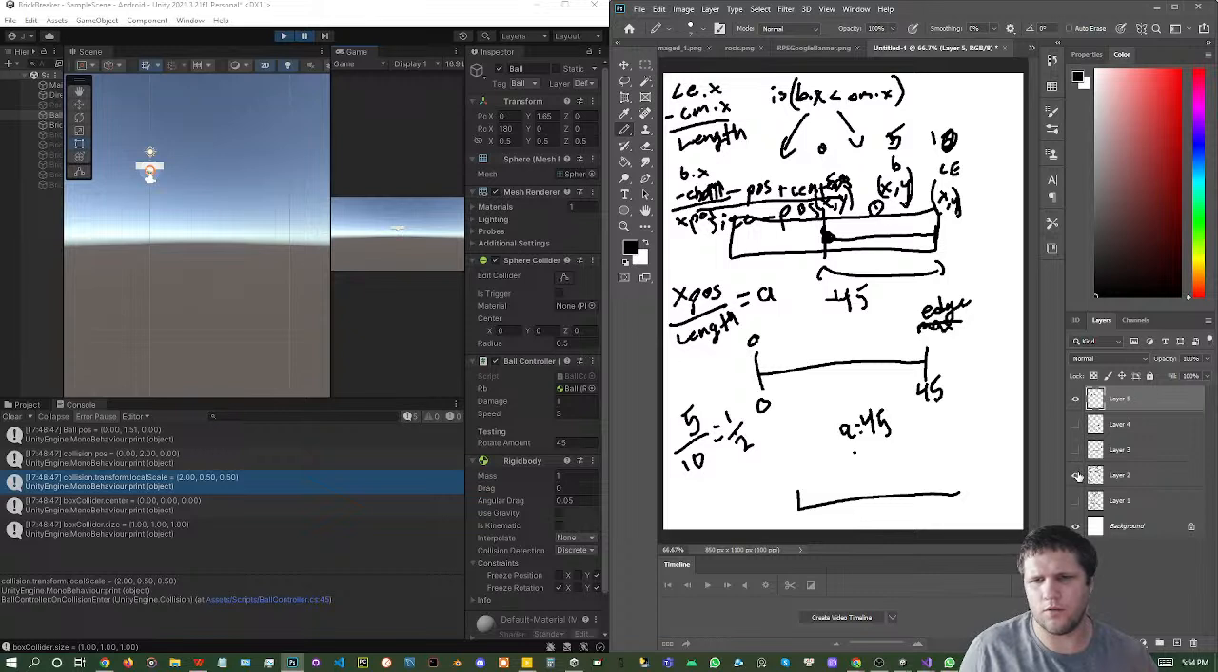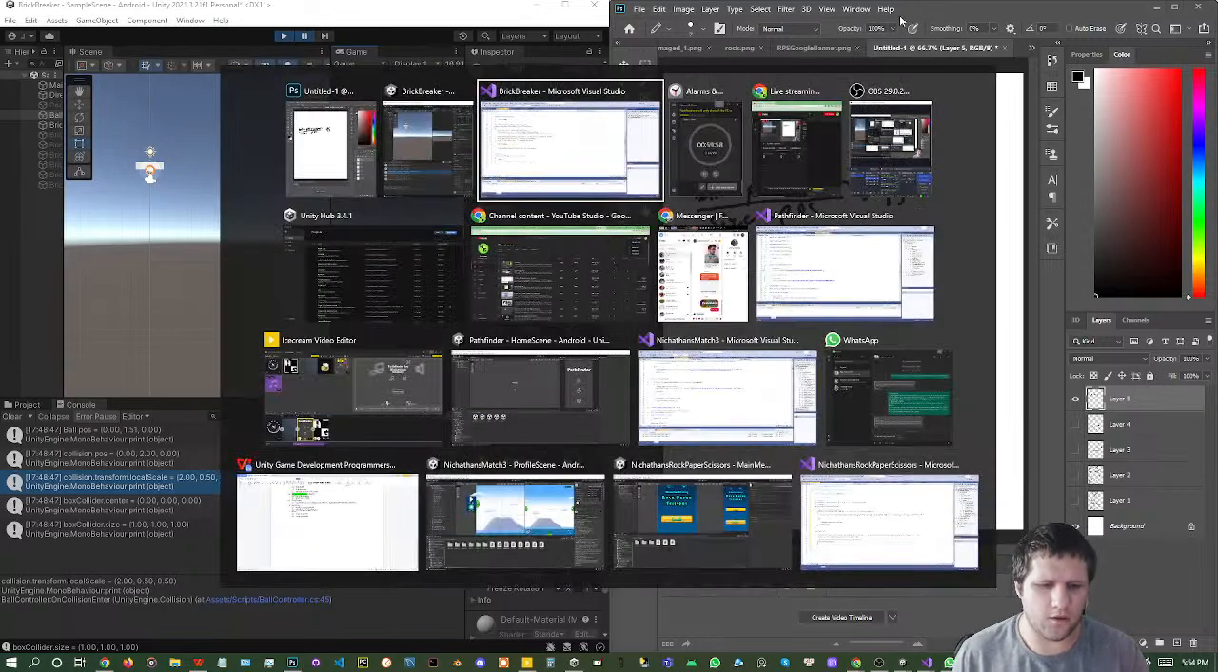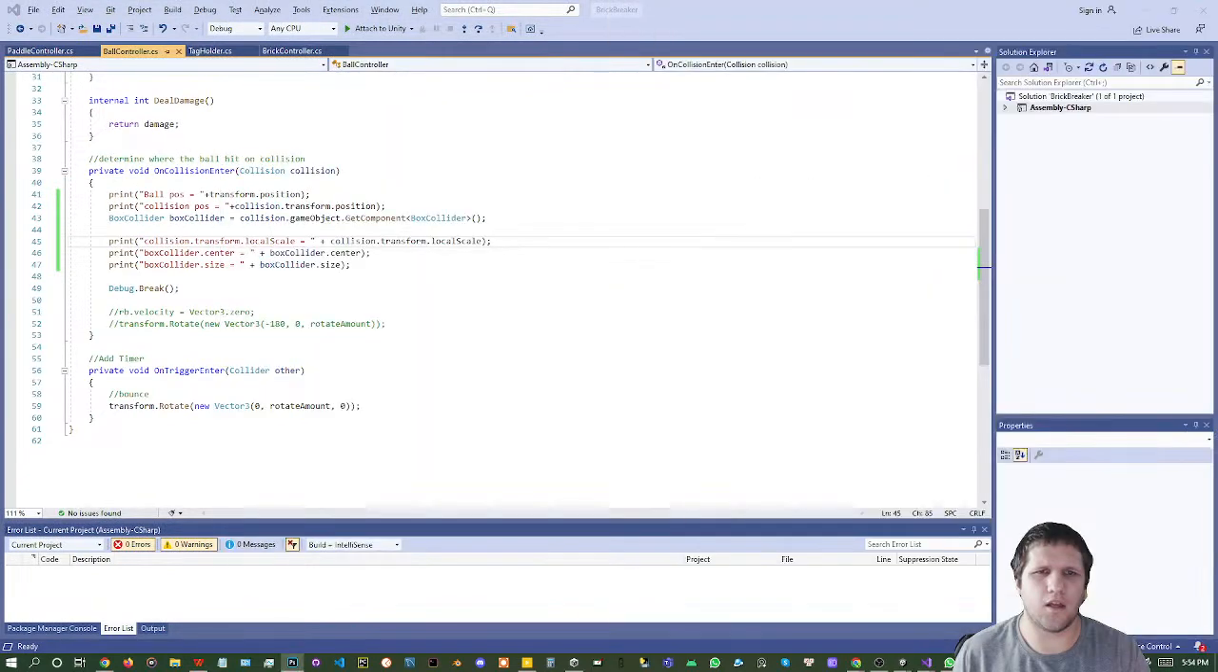And we want to multiply that by 45. So times 45. And that should give us the degree of rotation that we want. Okay, so let's go into our script and make this a reality.